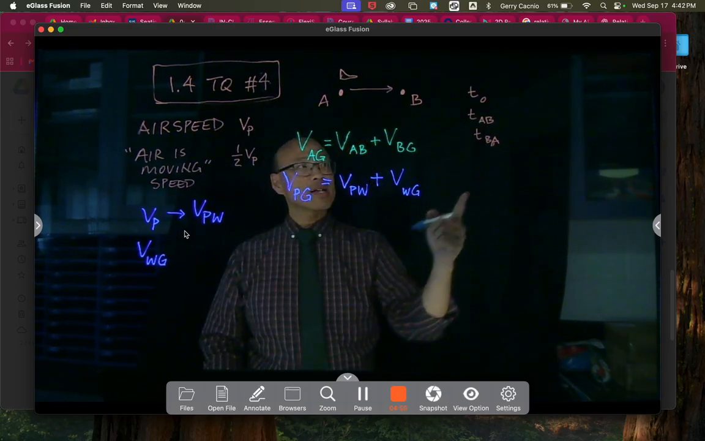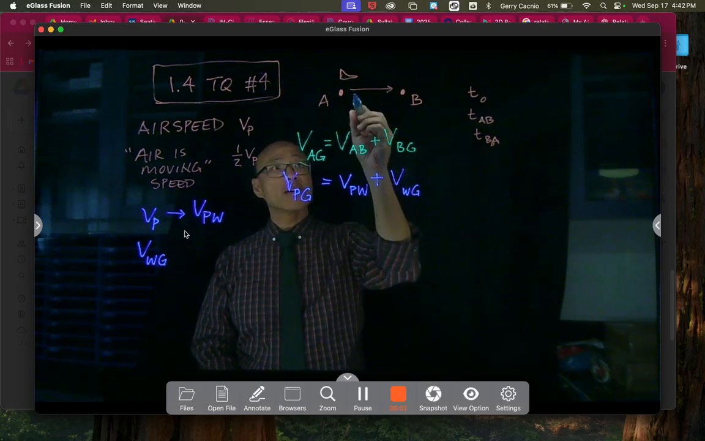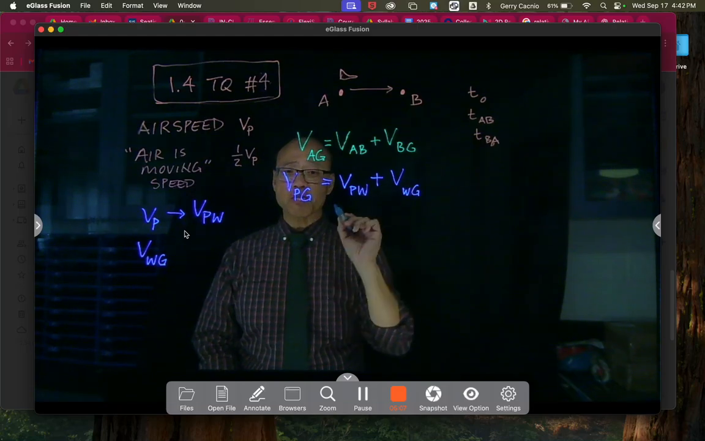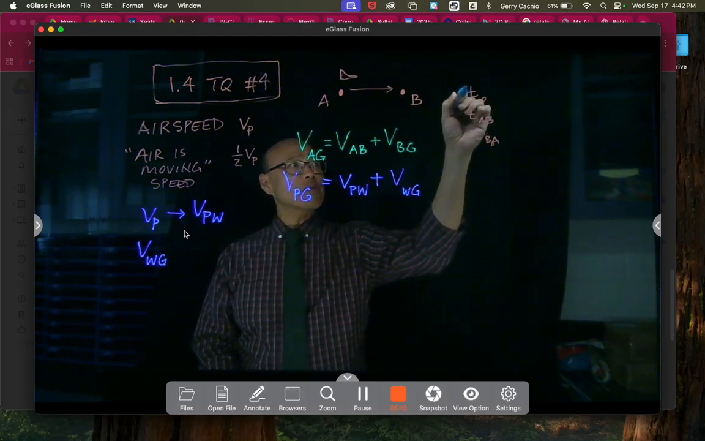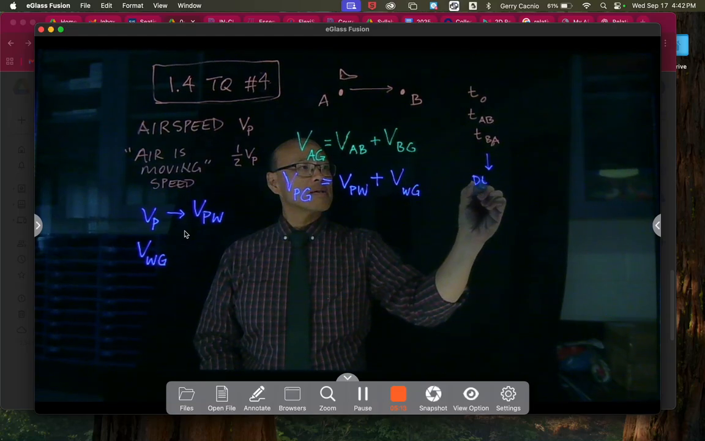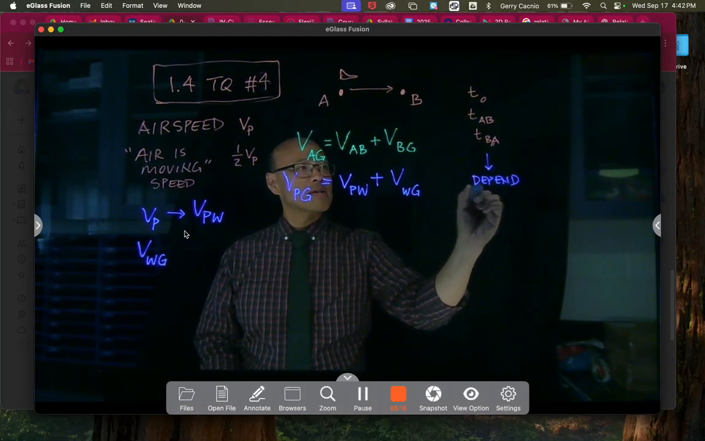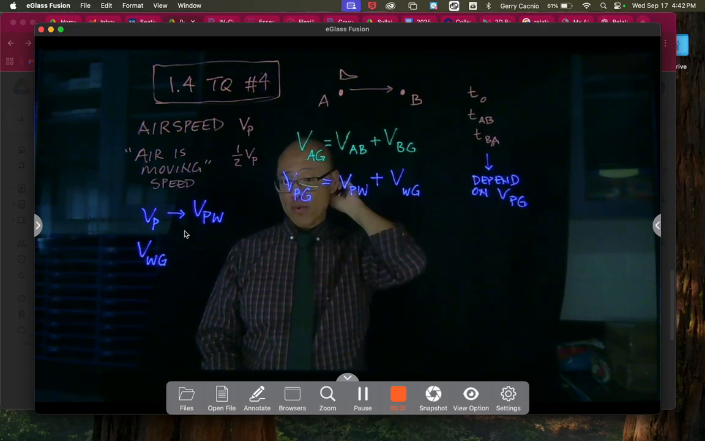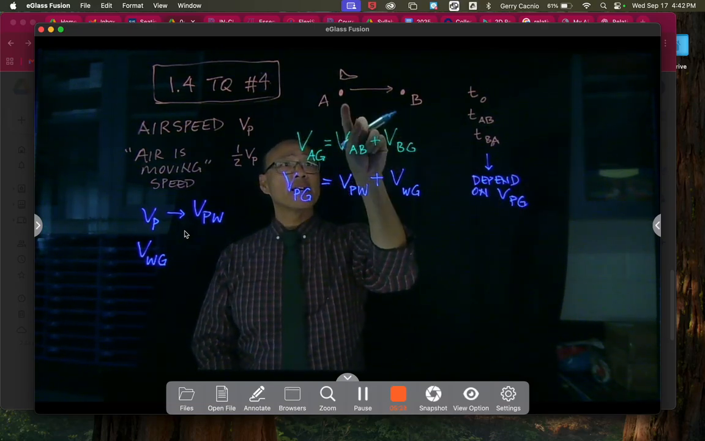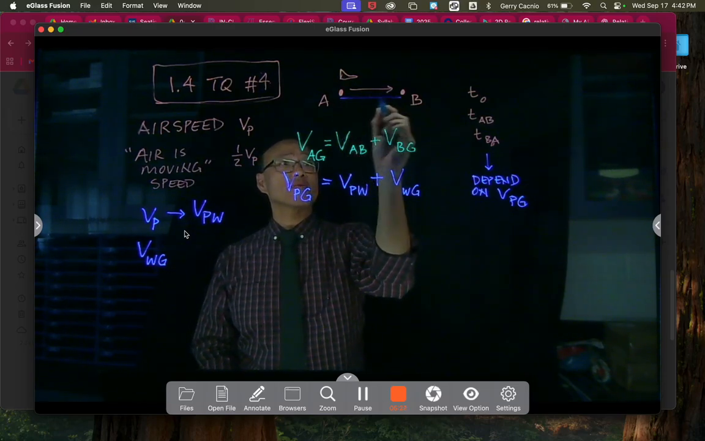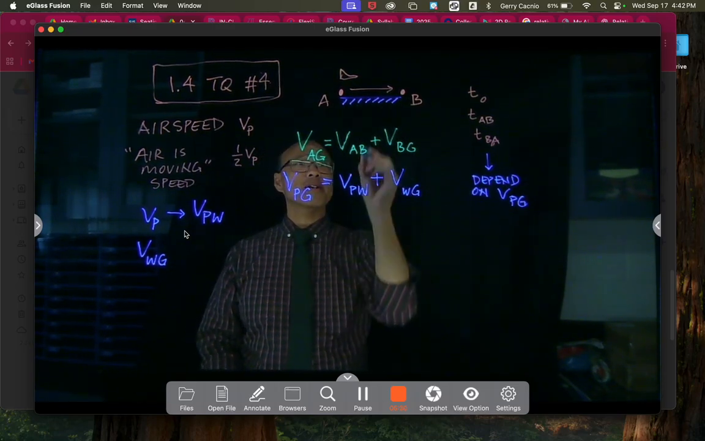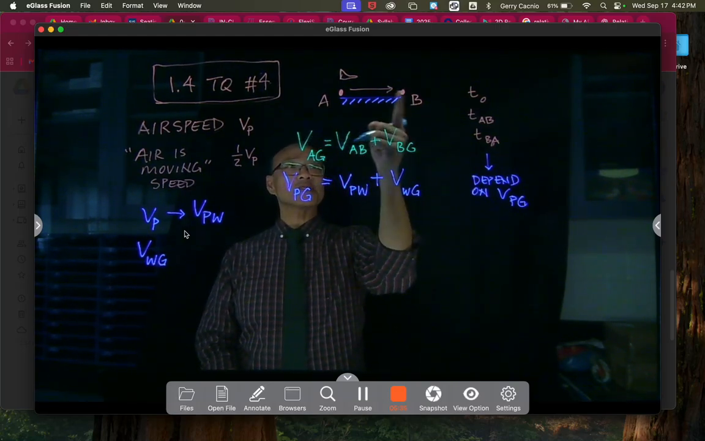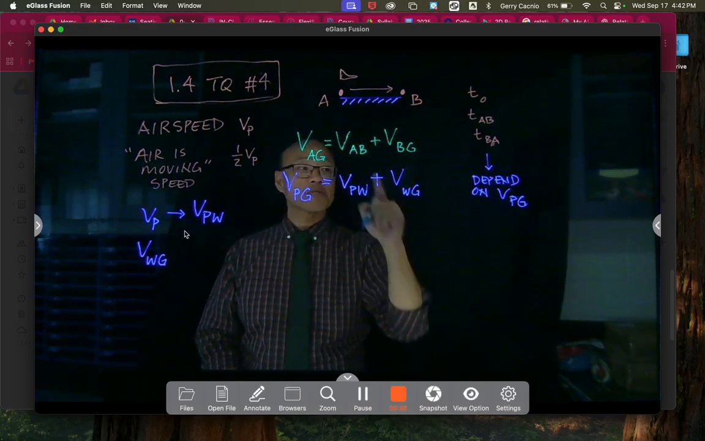Why is that important? Well, if you think about the amount of time it takes for the plane to go from A to B, that time depends on which speed. These all depend on the velocity of the plane relative to the ground. Why is that? Well, because I'm going from A to B. A and B, that's the ground, right? I'm on the ground. I mean, A and B are stuck to the ground. So if I want to move from A to B, how fast it takes me to do that depends on how fast I'm moving relative to the ground.